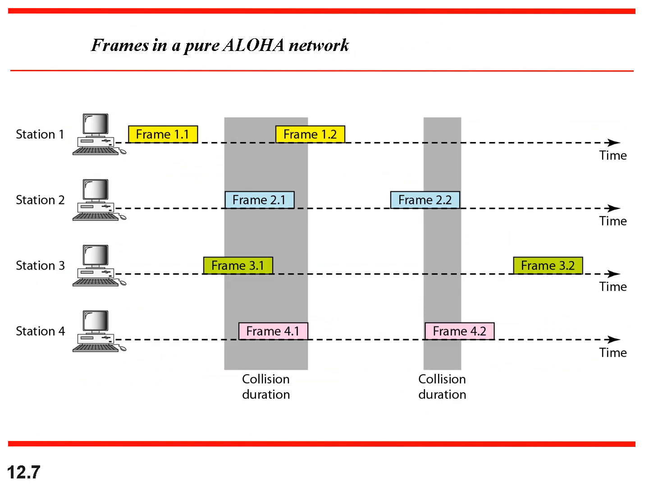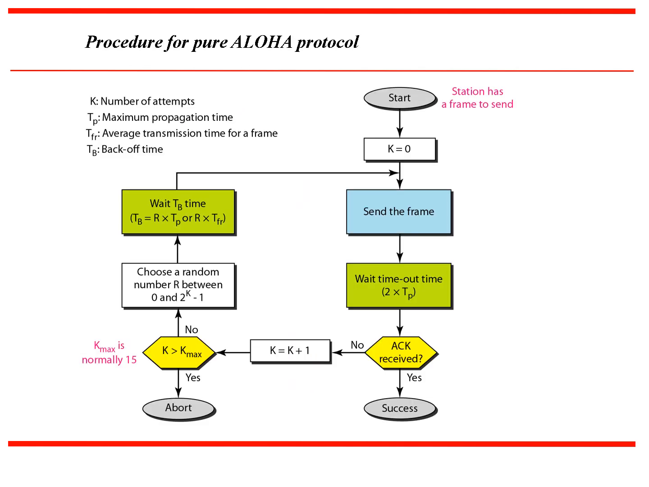Here in this figure, we can see that station 1, station 2, station 3 and station 4 are transmitting frames, and in the collision region, multiple frames are sent by multiple stations. Since the channel is shared, the frames are collided, and here also 2 frames are colliding. So this will waste the channel utilization, and these collided frames are to be resent again. This is how the algorithm, as explained in the previous slide, works.